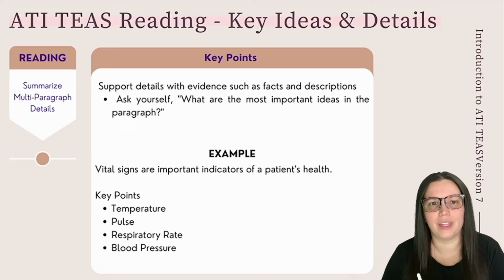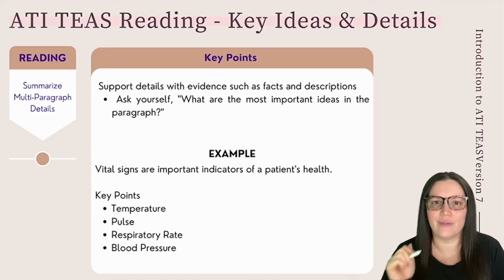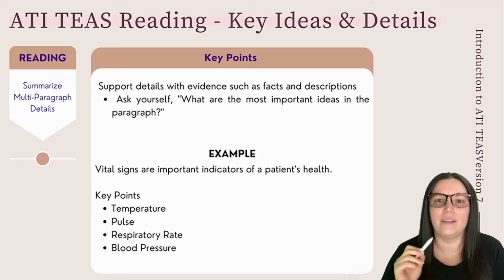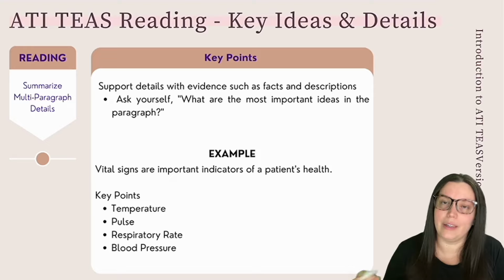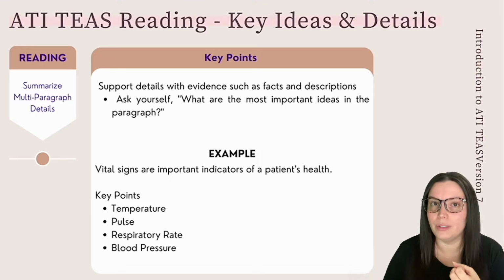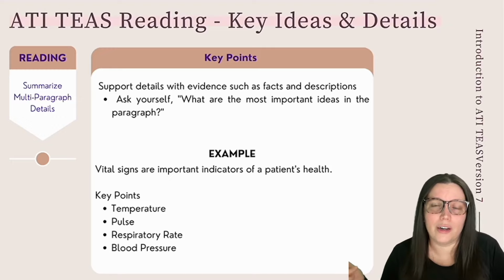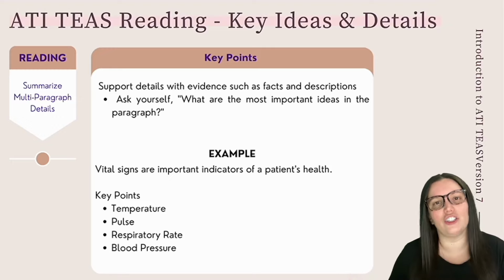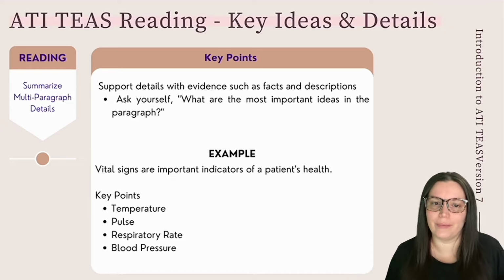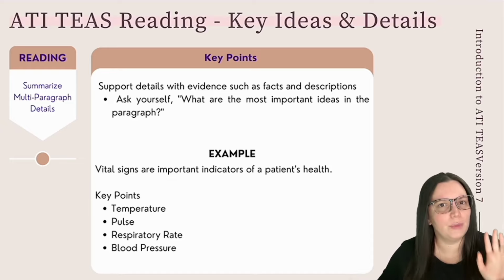So for example, if the topic sentence is vital signs are important indicators of a patient's health, the key points might be that the vital signs you need would be temperature, pulse, respiratory rate, and blood pressure. Or that vital signs can help identify changes in the patient's condition. So again, a little bit confusing.